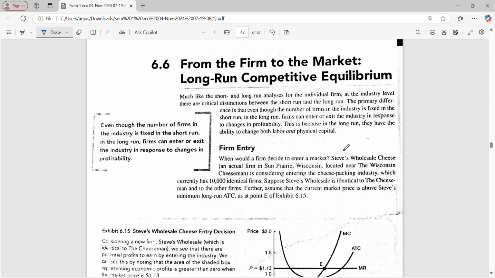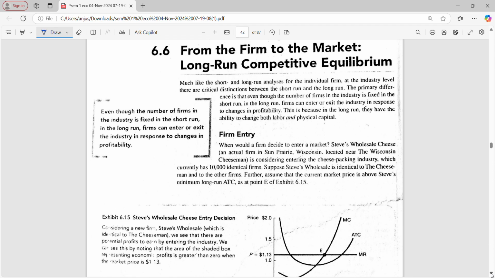The primary difference is that the number of firms in the industry is fixed in the short run, but in the long run, as I said earlier, they can sell the building, they can exit. If they are going unprofitably, they can exit. So in the long run, firms can enter or exit the industry in response to changes in profitability, because in the long run their ability to change both labor and physical capital exists. That is why firm entry and firm exit happens.